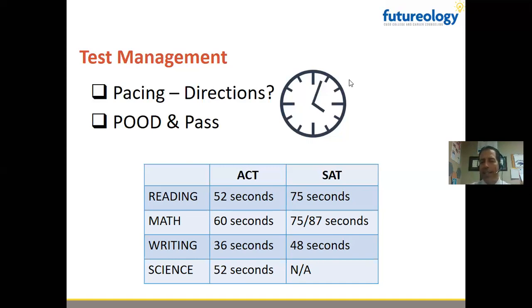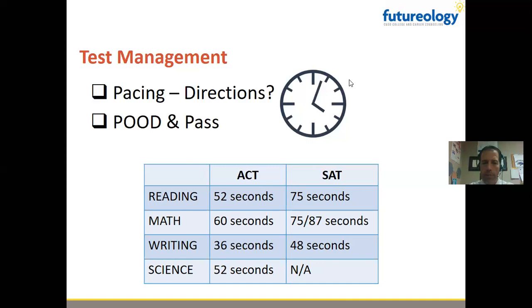So on an ACT, if you're a mid-range scorer, you shouldn't be spending time here in the difficult area. You need to slow down. So let's actually look at an actual test. Let's pull up an ACT. So I'm going to switch over.